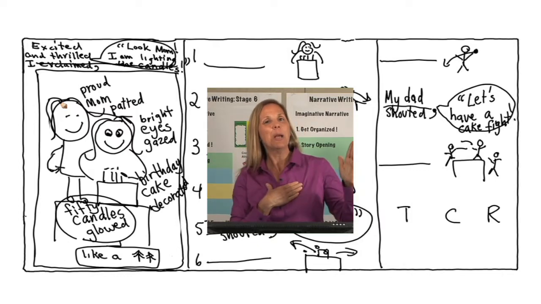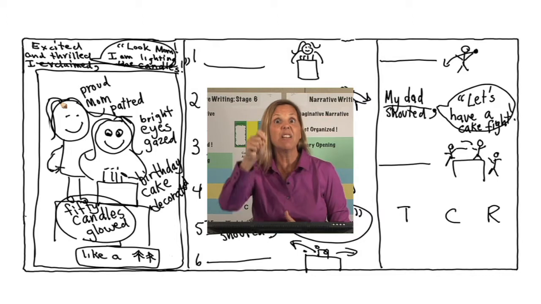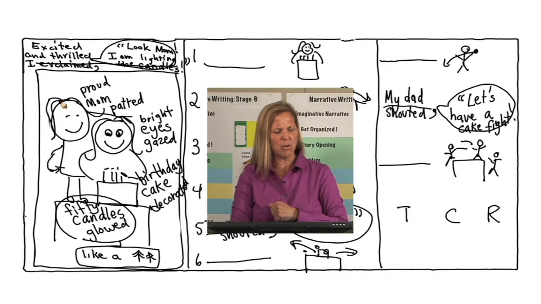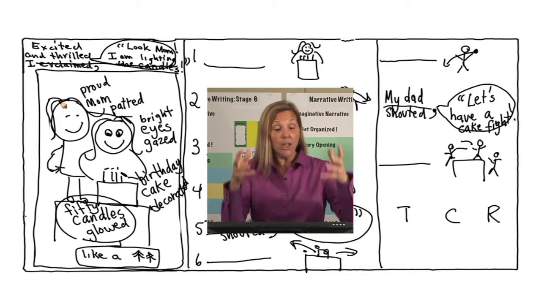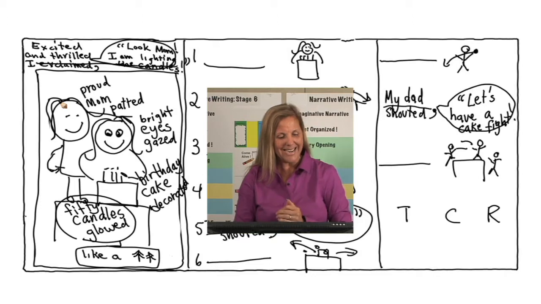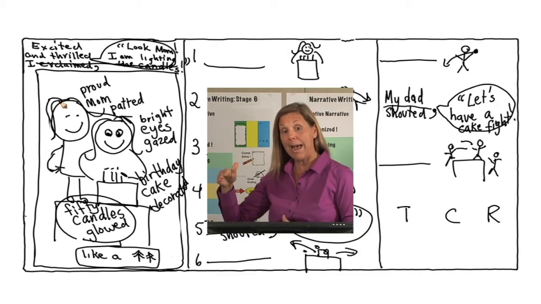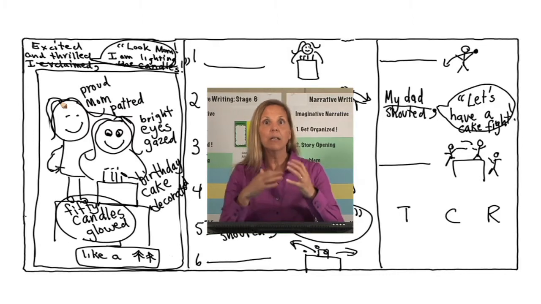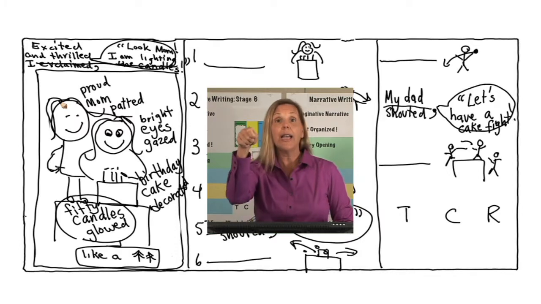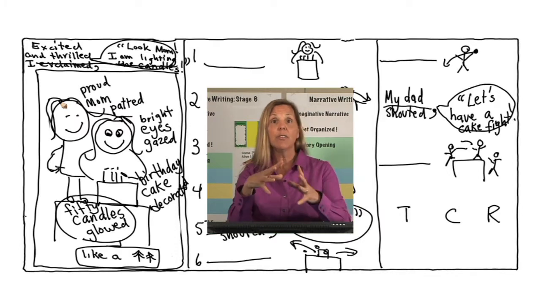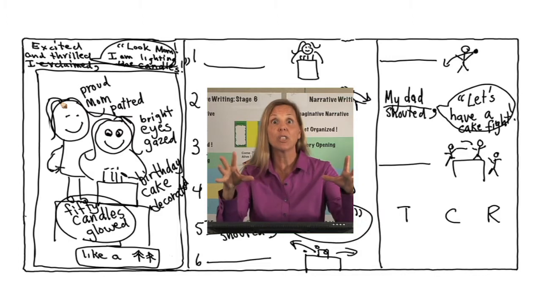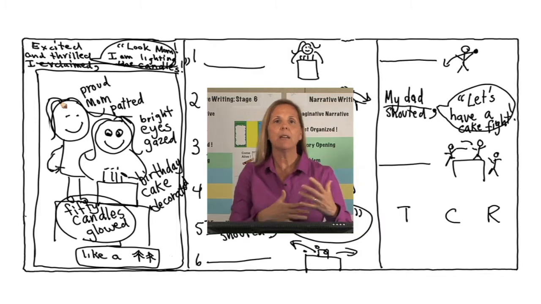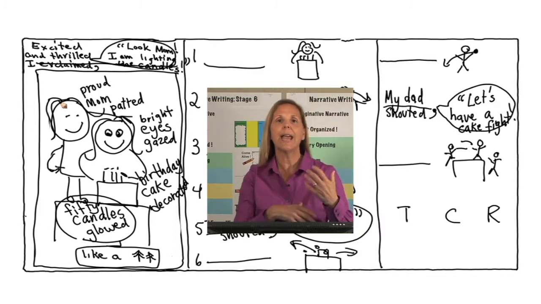My proud mother patted me on the back as I lit 50 candles on my dad's birthday cake. I don't like that. Let's do it again. Excited and thrilled, I exclaimed, "Look, Mom, I am lighting the candles on my cake." My proud mom patted me on the back as my bright eyes gazed at my dad's birthday cake. That sounds pretty good. I lit 50 candles that glowed like there was a forest fire set in the kitchen. That sounds pretty good. Notice I'm stopping, fixing it, going back, rehearsing it, adding more words.